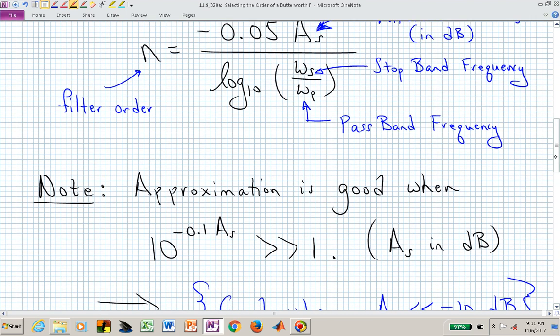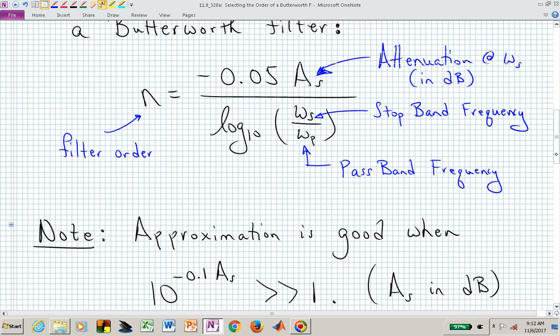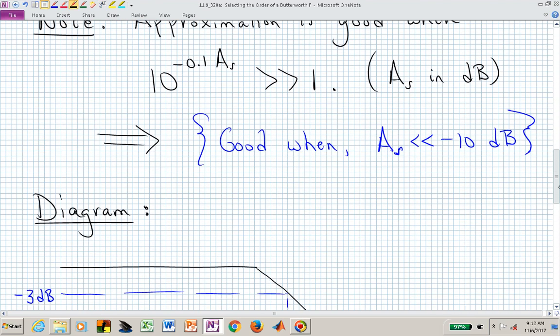As I said, this approximation is good when 10 raised to the minus 0.1 a sub s is much bigger than 1, where a sub s is in dB, and a sub s will be a negative dB, and that means really that this is a good approximation when a sub s is much smaller than minus 10 dB. So if we have something that's minus 20 dB by the stop band frequency, then this approximation for determining the Butterworth filter order will be appropriate.